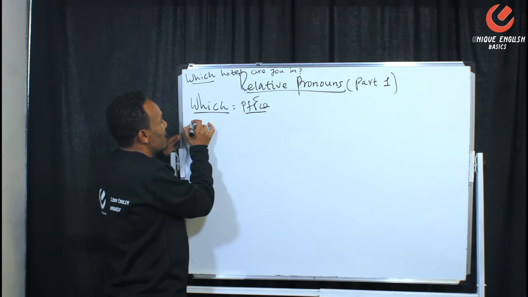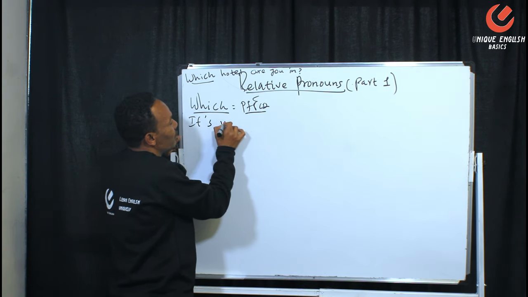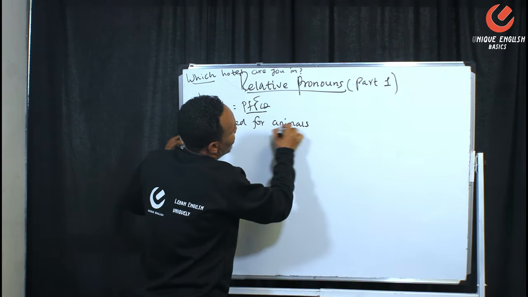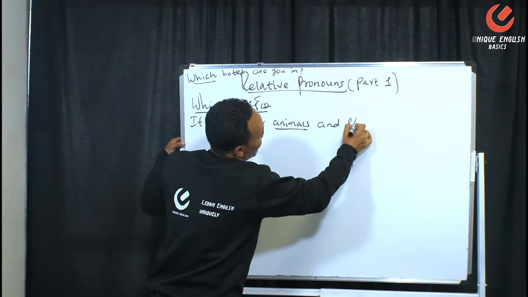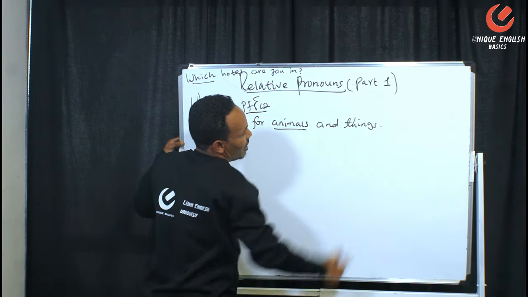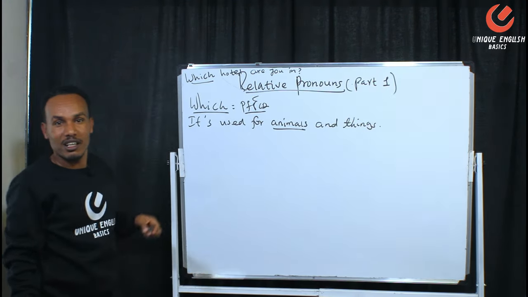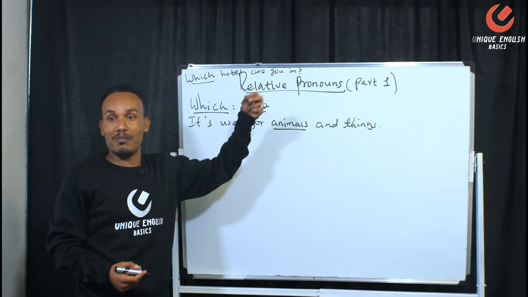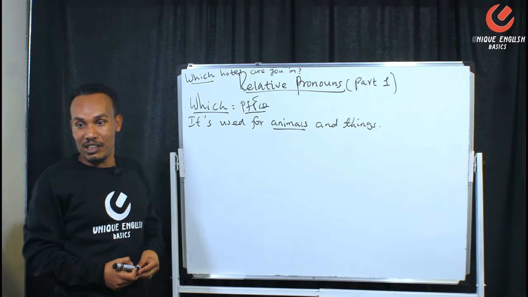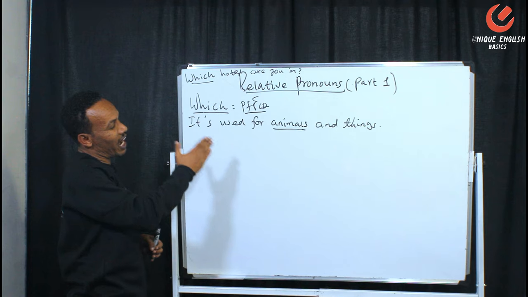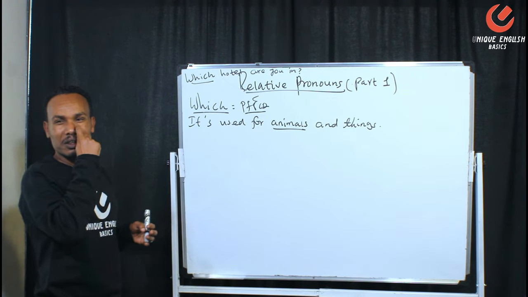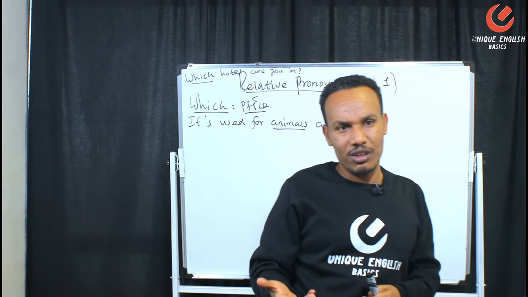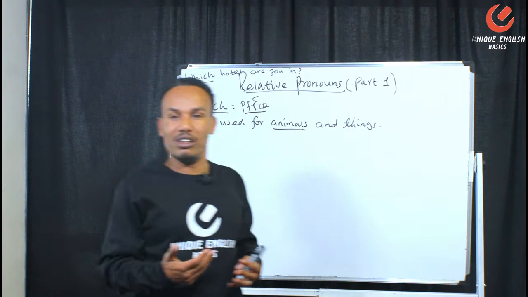Which is used for animals and things, and in this way it shows preferences. So that's very good, it's used for animals and things. Which country? You see, which country, it's in your country, right? Do you understand me? Yes. Which country, which food.